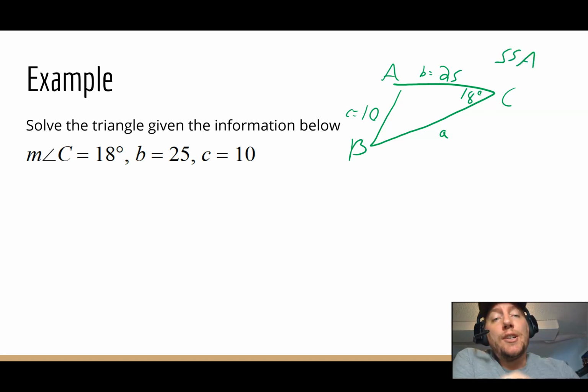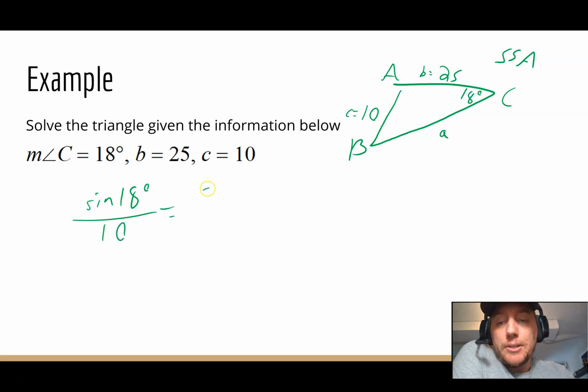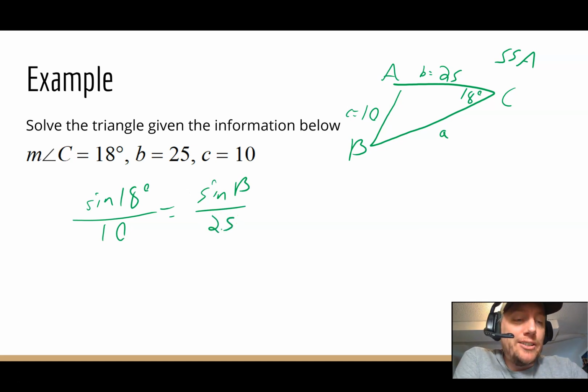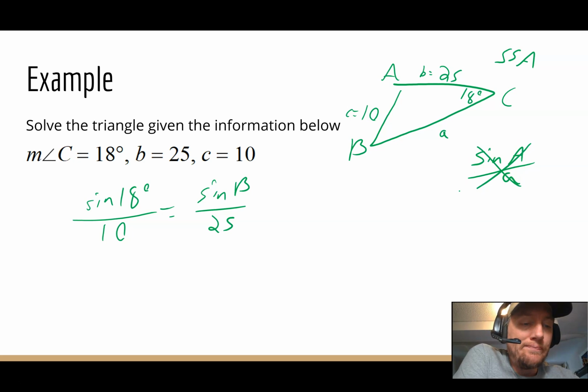Okay. I know I have big C and little c, so I'm going to set it up sine 18 degrees over 10. And I have little b, but not big B, so sine big B over 25. I'm not dealing with the a fraction because, just to throw it out over here, sine a over a has two variables, that's not solvable. So you wouldn't have done that one anyways.